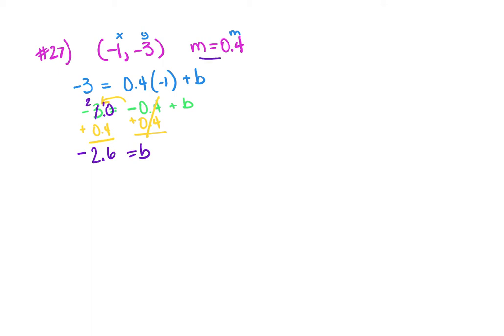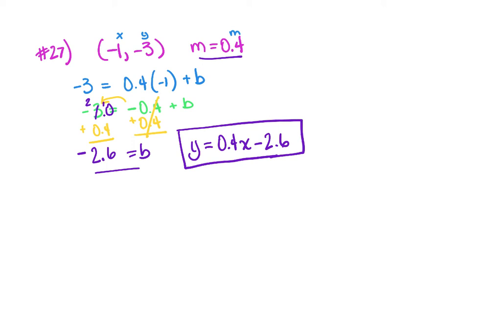So now I have my m and I have my b. And remember, the equation leaves the y and the x. So my answer here is going to be y equals m x, and it's a negative b, so I'm just going to say minus 2.6 because it's usually plus b there. And that would be my answer. Let's look at the next one.